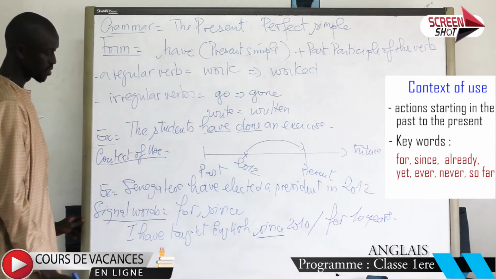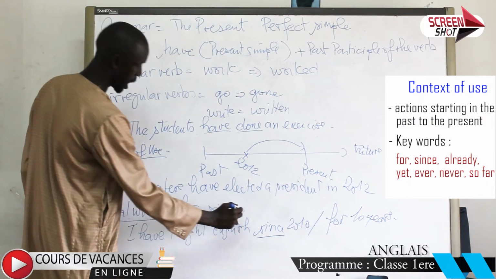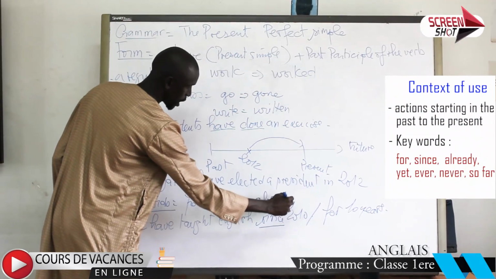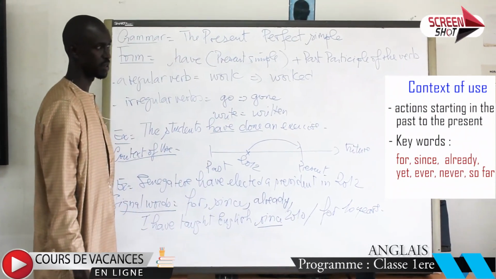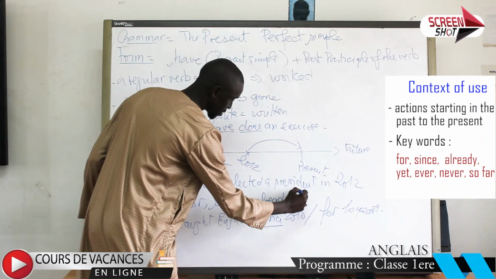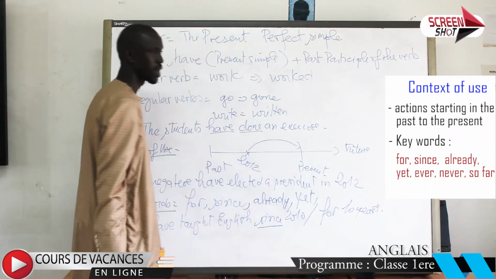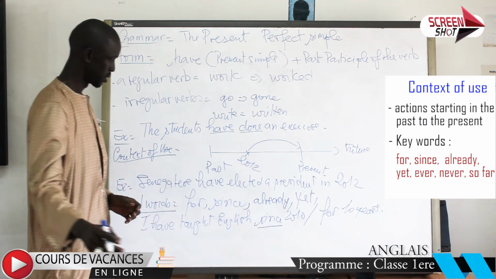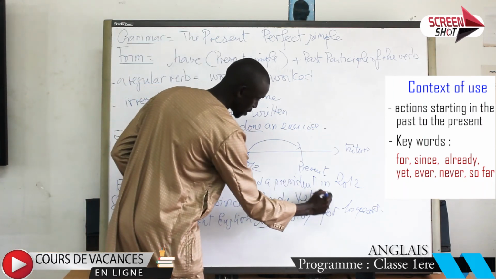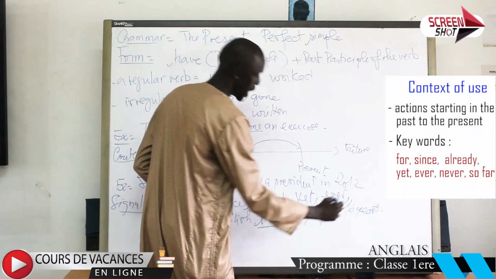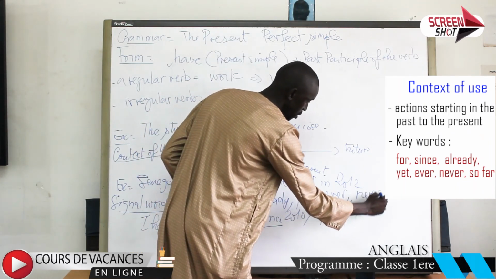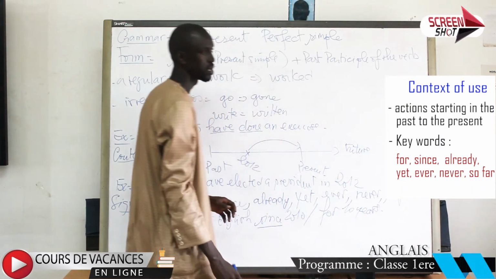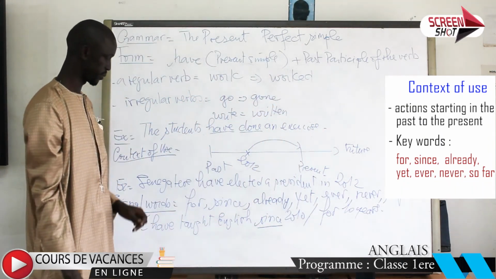We also use the present perfect tense if we have already. We use the present perfect simple. If you have also yet, and most of the time yet is put at the end of the sentence. If we have also ever, never, so far, and something like that, here we use the present perfect.